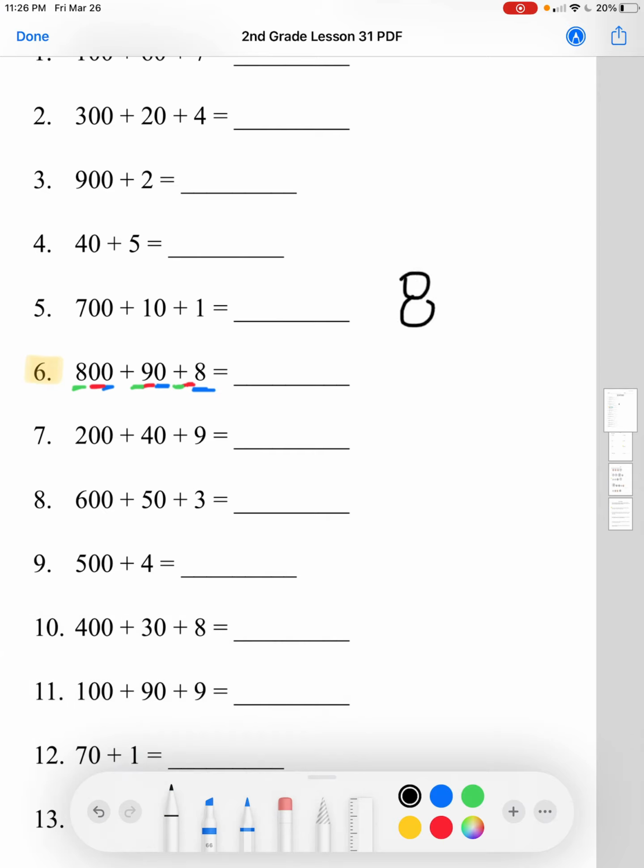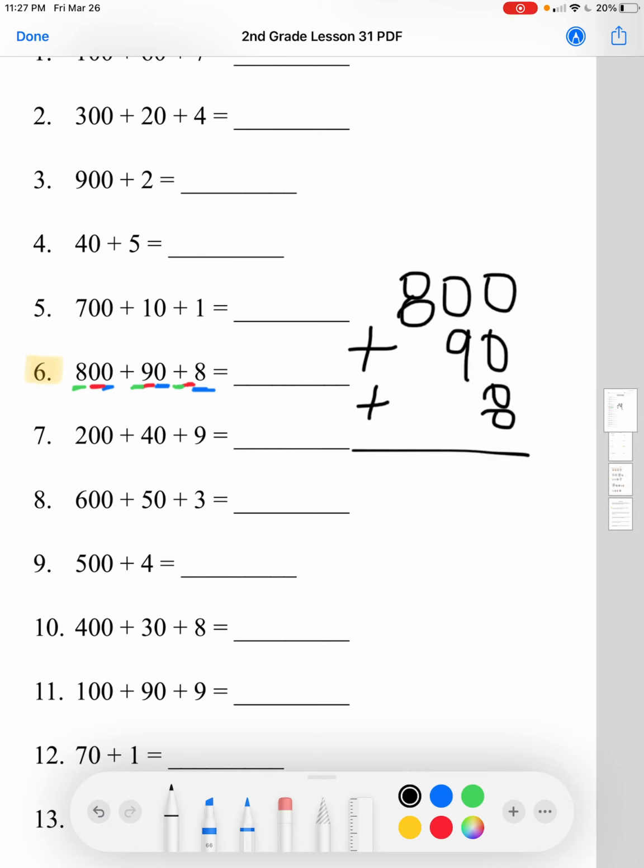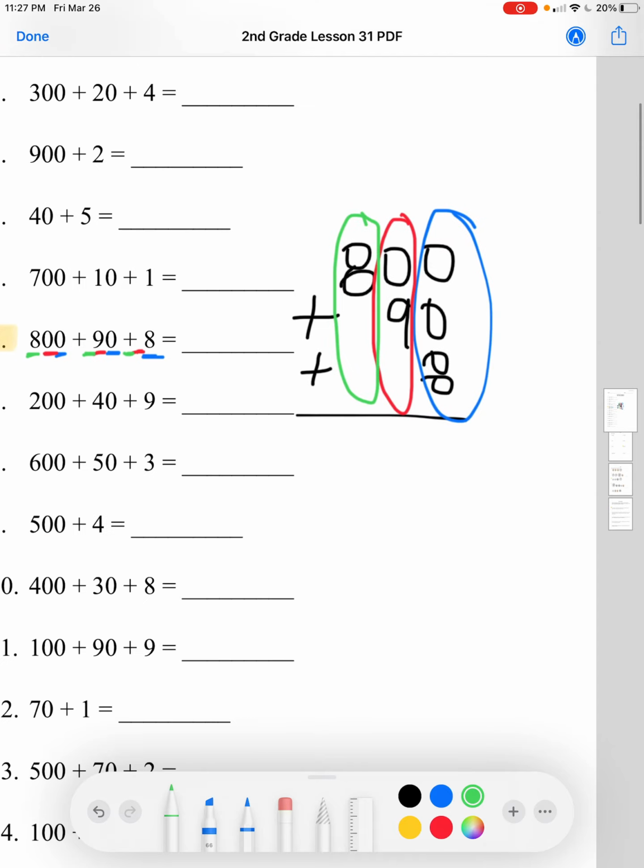So let's write the numbers here. 800 plus 90 plus 8. And if you look, we have the 0, 0, 8 here, the 0, 9, and nothing here, and the 8, nothing, nothing here. So let's start with the ones place.